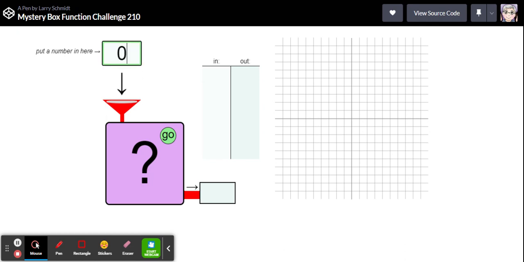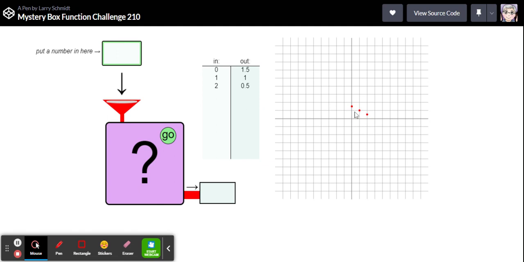Okay, let's start with a 0. Okay, so 0 gives us 1.5. How about a 1? 1 gives us 1. Okay, how about a 2? 2 gives us 0.5. Okay, so far this is looking like a line. We've only got 3 points, but it looks a lot like a line.